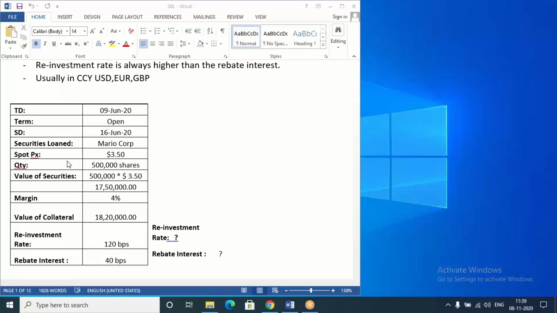So the quantity that the borrower wants to borrow, or the lender is going to loan, is 500,000 shares. The value of the securities is simple: 3.5 into 500,000, which is about $1.750 million. Is this clear till here?